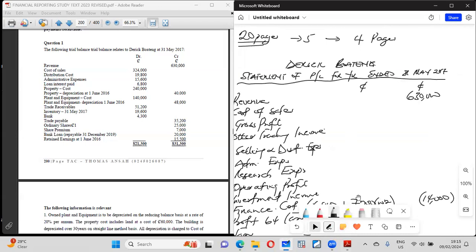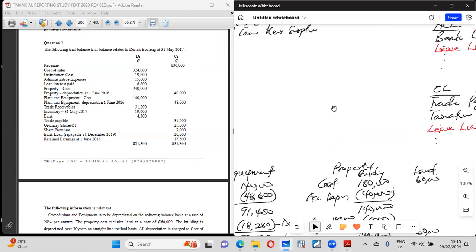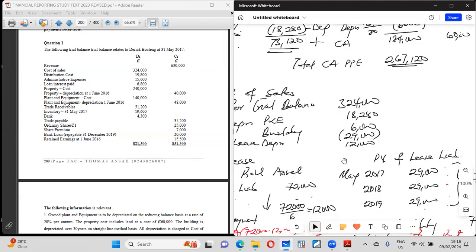We have to go now. There is nothing to do on our cost of sales anymore. Let's close down our cost of sales. What is the total we will have on the cost of sales? So here we had 324,000 plus 18,280 plus 6,000 minus 29,000, the error they did, plus 12,000. So together I have 331,280. So let me see what Eshla had.